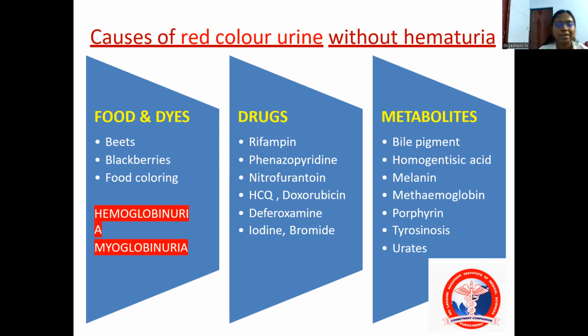Some dyes, beetroot, blackberries, hemoglobinuria, and myoglobinuria can cause red urine. When there is intravascular hemolysis, the RBCs get lysed and hemoglobin is released in the urine, which causes discoloration. In that case, you will not find any RBCs in the urine, but the urine will be red. So think of hemoglobinuria. Then drugs like rifampicin, nitrofurantoin, desferoxamine, and hydroxychloroquine cause red urine. And some metabolites like bile pigment, homogentisic acid in alkaptonuria, melanin, methemoglobin, porphyrin, and tyrosinosis can cause red colored urine.